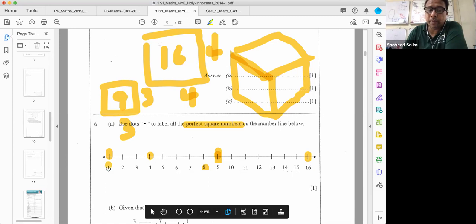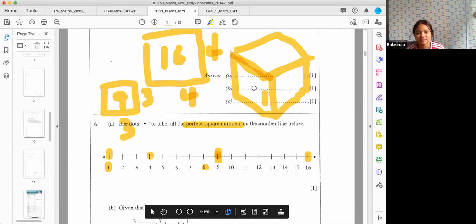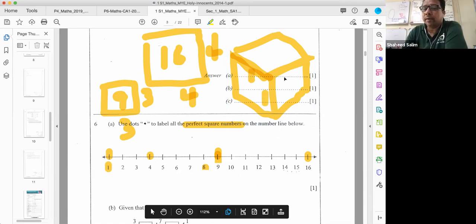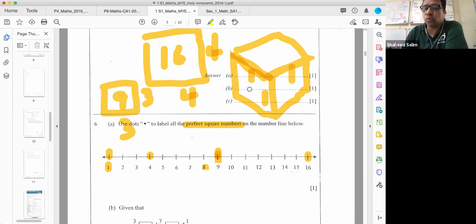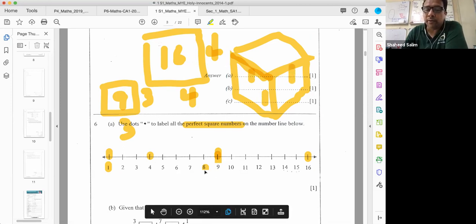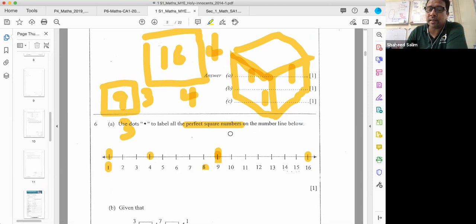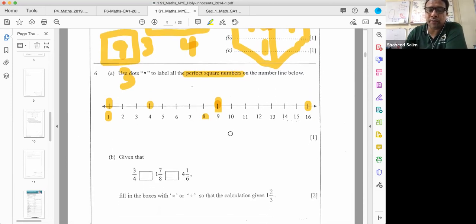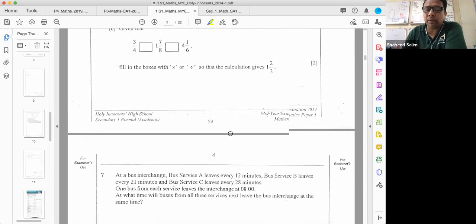And 1. So how you get it is 1 times 1 times 1 equals 1. The other one is 2 times 2 times 2, the answer is 8. 3 times 3 times 3 is 27. So these are perfect cube numbers. You must know this. Shafika and Sophia, are you okay or not?